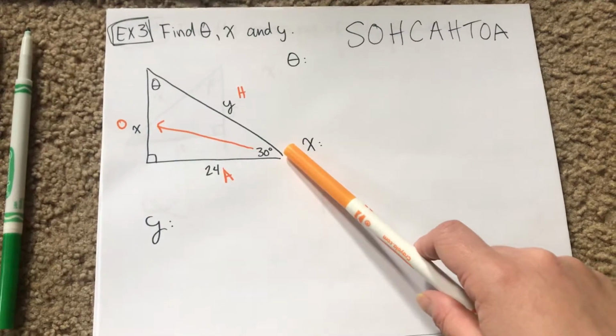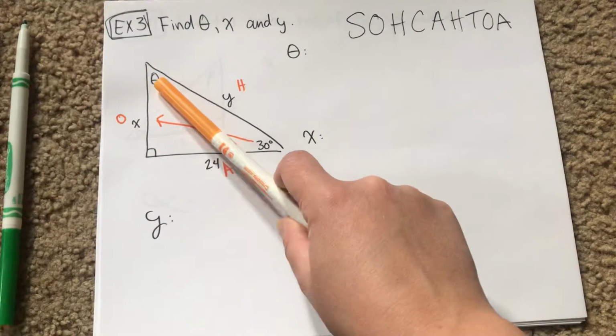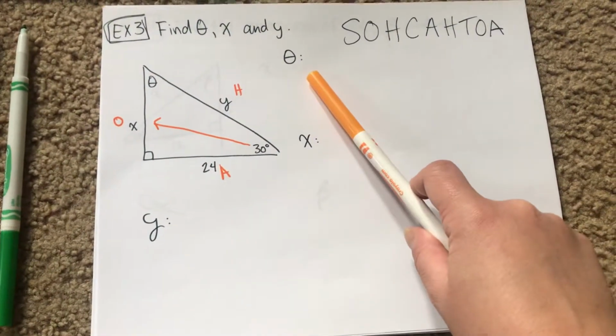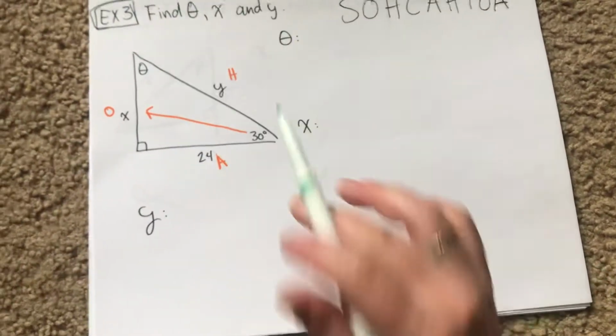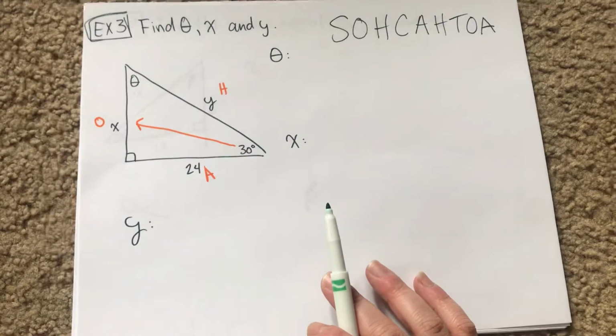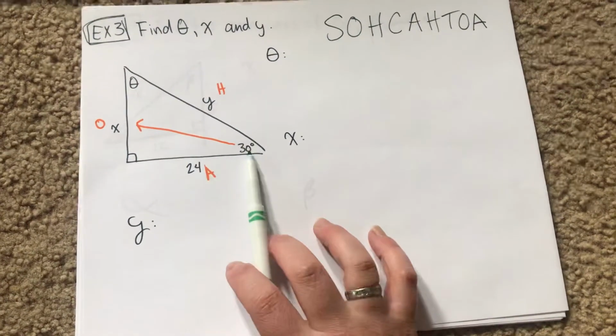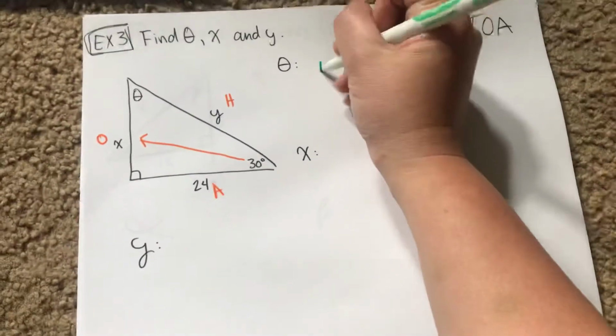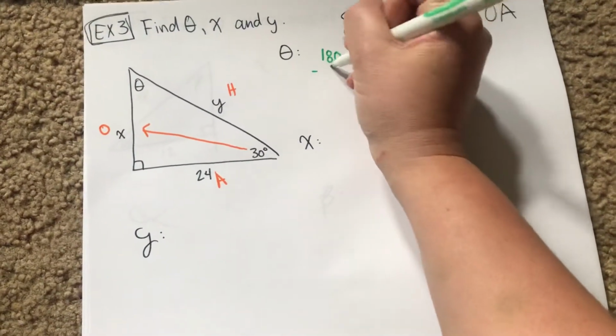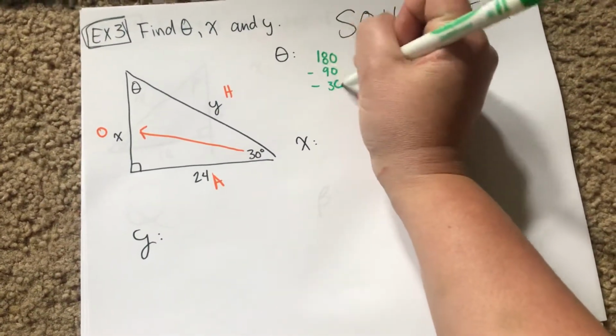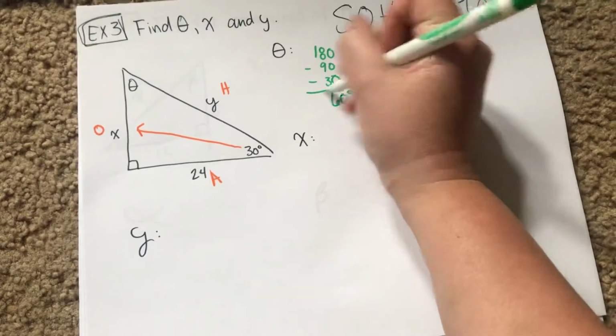We have a 30-degree angle and we're missing one angle, so let's solve for theta right off the bat. We know that the interior angles of a triangle always add up to 180 degrees. So if this is 90 and this is 30, we can figure out theta by doing 180 minus 90 minus 30, and we're left with 60 degrees for theta.